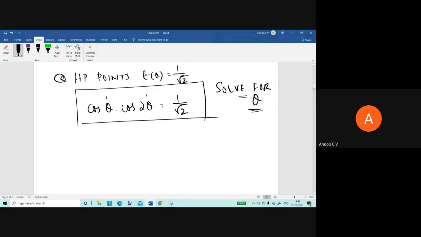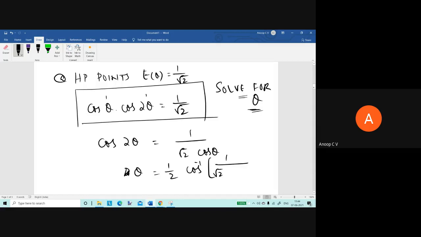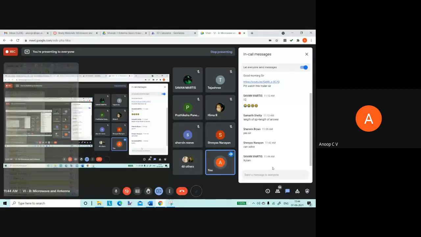So this I can rearrange and write cos 2 theta is equal to 1 by root 2 cos theta, and I can write theta is equal to half times cos inverse of 1 by root 2 cos theta. Did anyone get the answer for theta? This is another method which I am discussing. Did anyone get the answer?